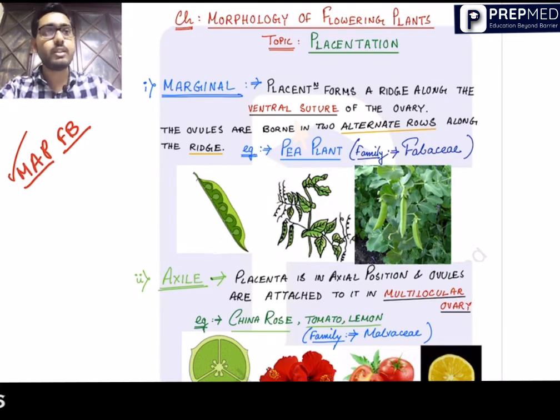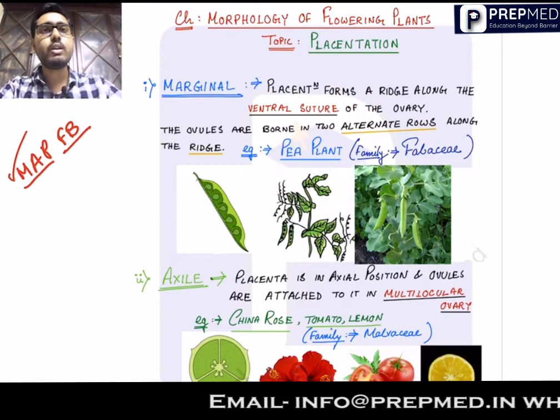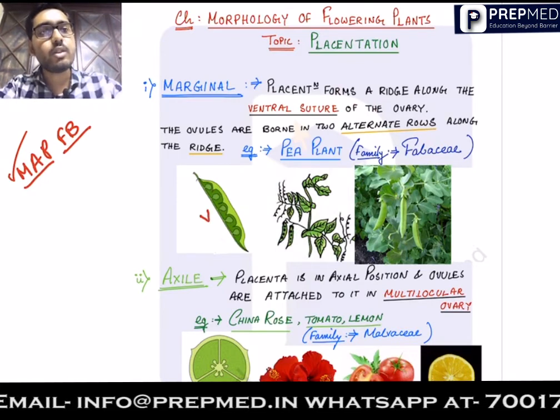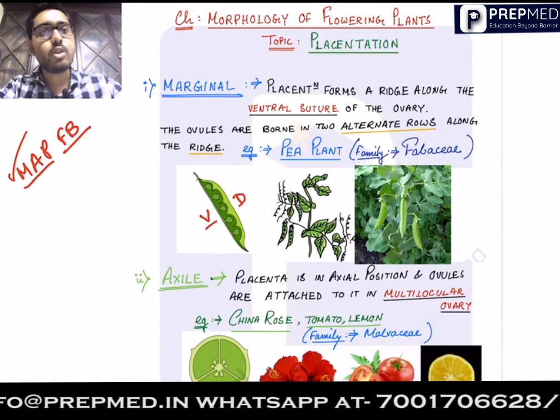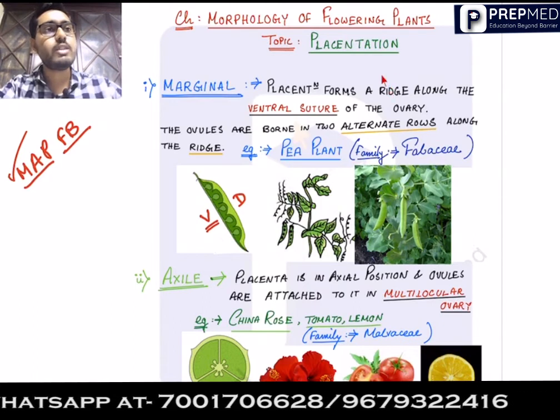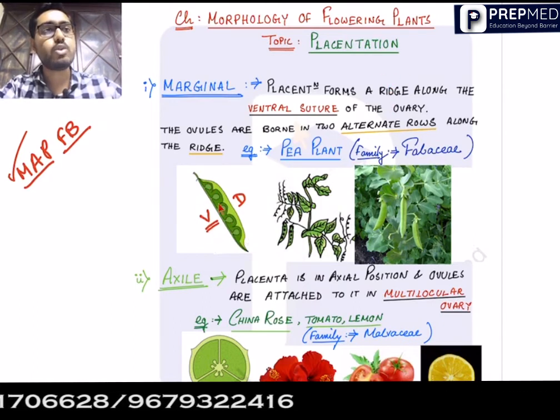So now let's start with the first one, marginal. Marginal placentation forms a ridge along the ventral suture of the ovary. So which side is the ventral side? Here is the ventral side, and this one is the dorsal. Here on the ventral side, you find that the placenta forms a ridge along the ventral suture of the ovary. So the important word is ventral.